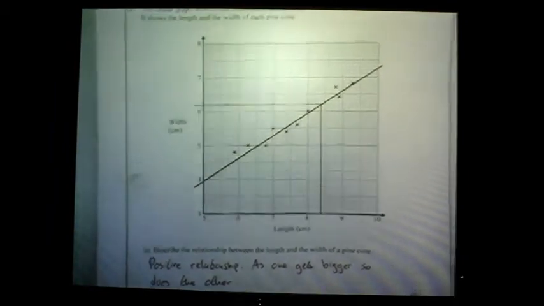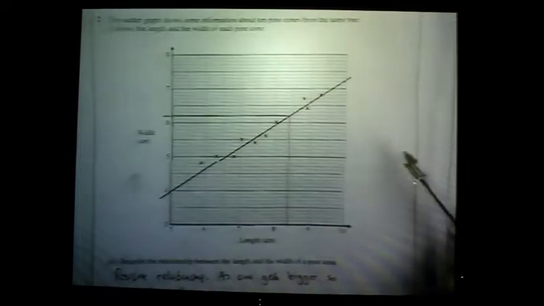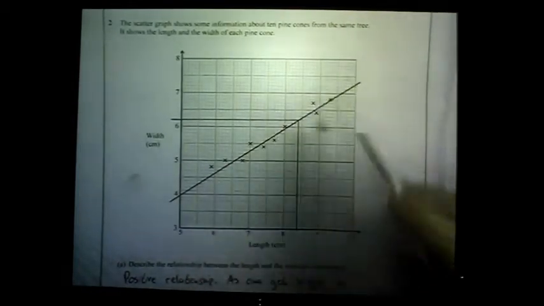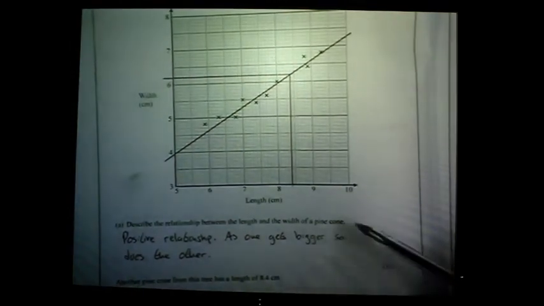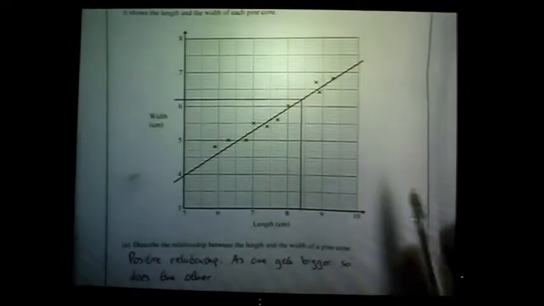Question 2 is your scattergraph question. Whenever you see a scattergraph question, just double check it is one. You don't have to plot another point here. Draw your line of best fit, use a ruler and a pencil. Describe the relationship between the length and width of a pine cone.